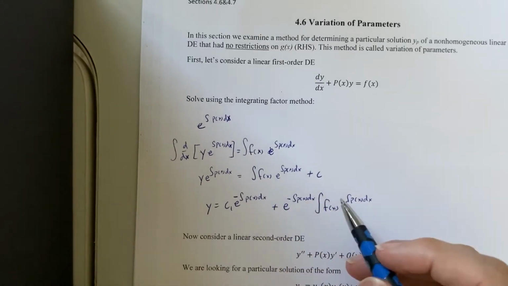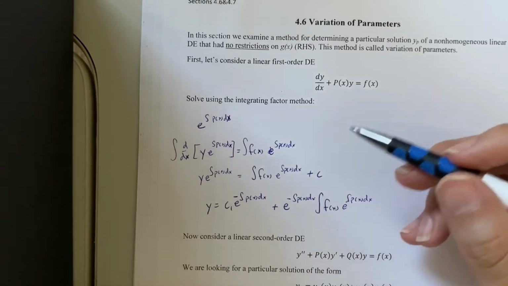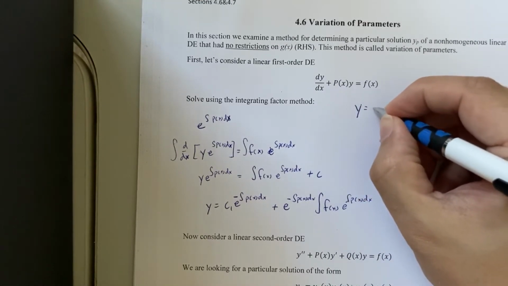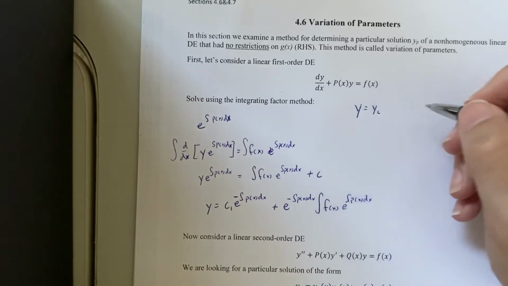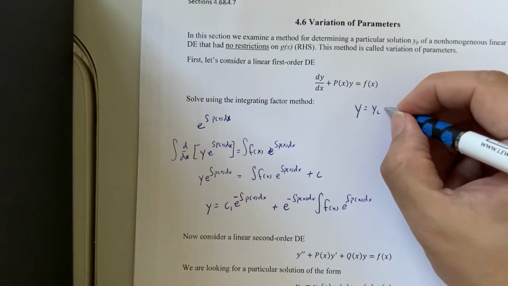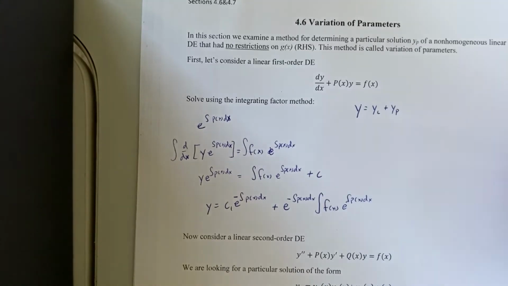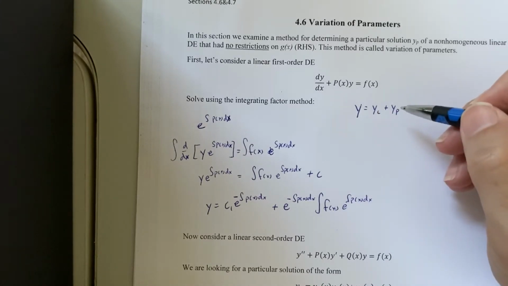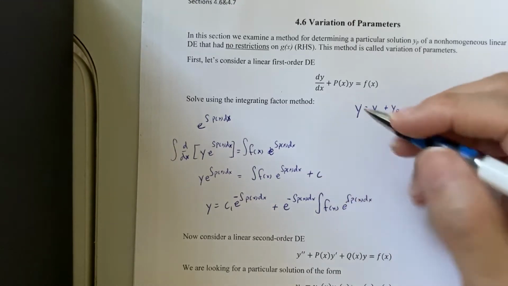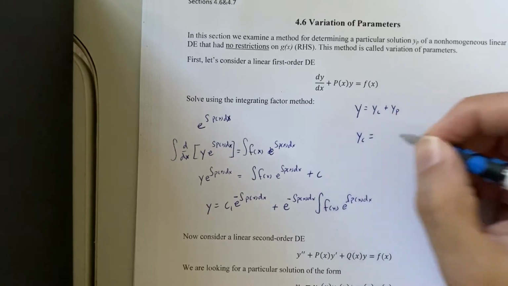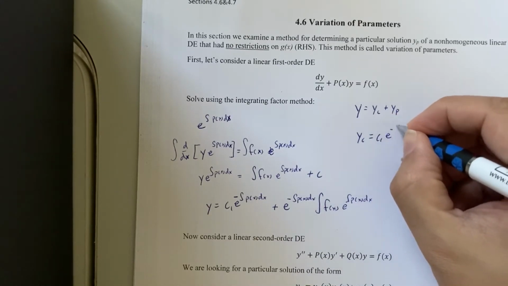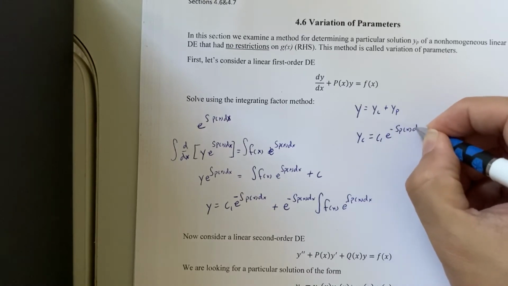But hopefully from here you know that a solution to a non-homogeneous equation is going to be y is equal to y sub c, which is the complementary solution, plus y sub p, which is our particular solution. Because it's non-homogeneous, this would be the solution to the non-homogeneous part. Well, if I look at this, my y sub c is just going to be c sub 1 e to the negative integral of p of x dx.